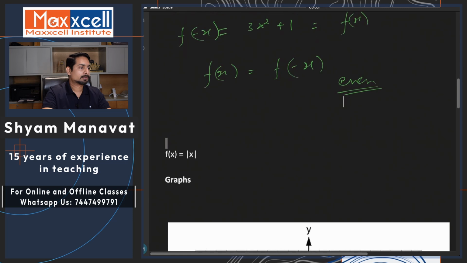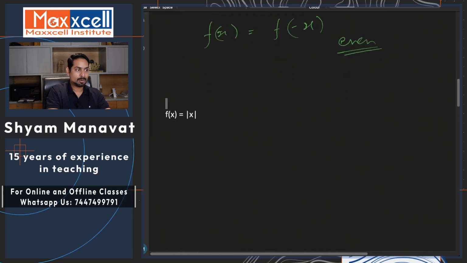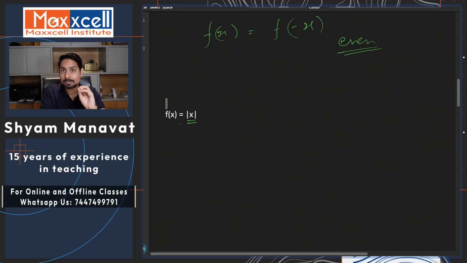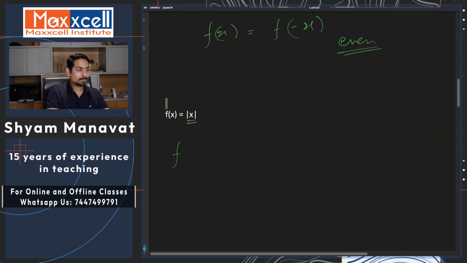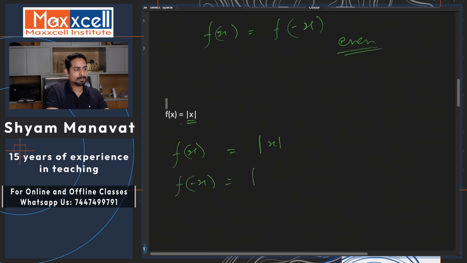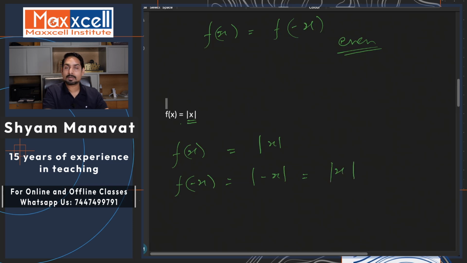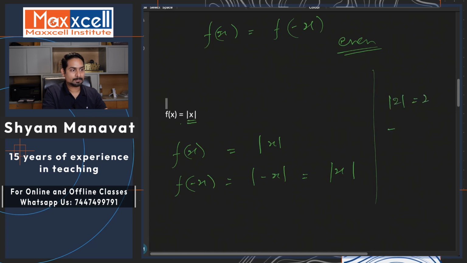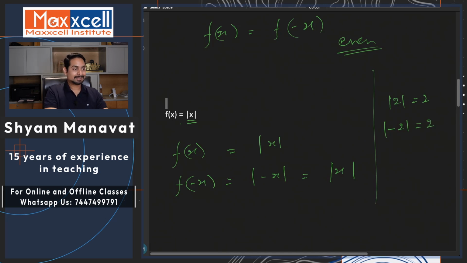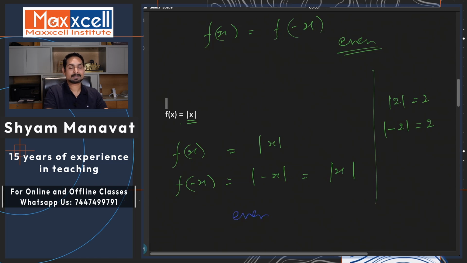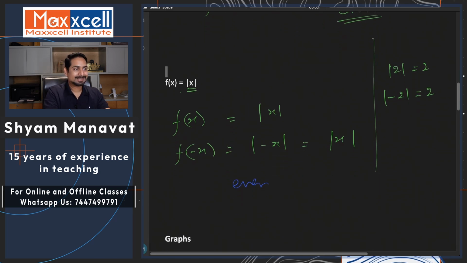I hope you are understanding. See, if it is mod, whatever you put inside the modulus becomes positive. It means for f of x equal to mod of x, if you use f of minus x, that will be mod of minus x, that will again get you what? Positive. So mod of minus x or mod of x is one and the same thing. Mod of 2 is equal to 2 and mod of minus 2 is also equal to 2. So the outcome will be the same. In that case, this is also an even function. Do you understand? Okay, so these are the characteristics of even functions.